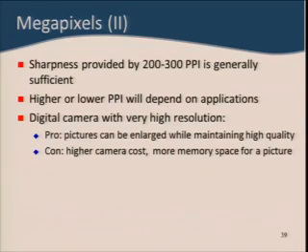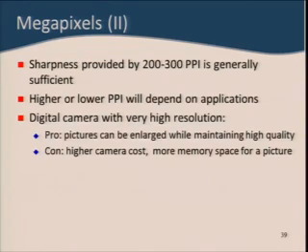As I mentioned before, the sharpness provided by 200 to 300 pixels per inch is probably sufficient already. Whether you want to use a higher or lower pixels per inch will depend on the application. For example, if you are trying to produce a movie poster, you probably want to use a higher PPI, because you want a high quality poster.